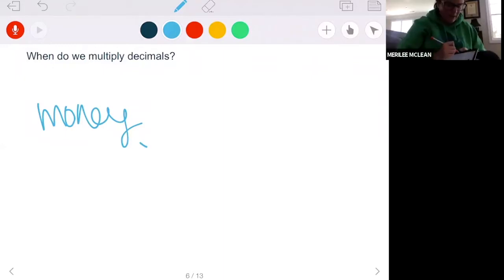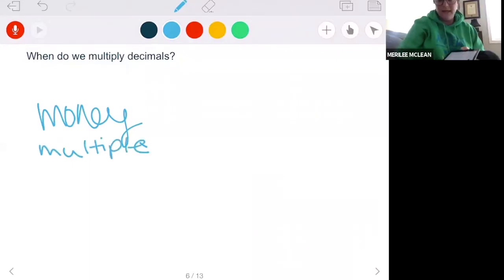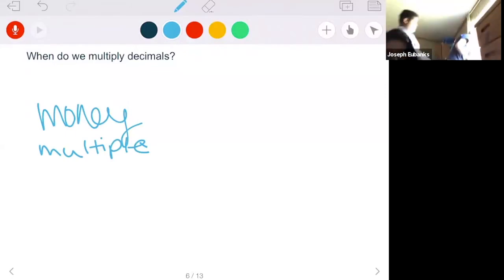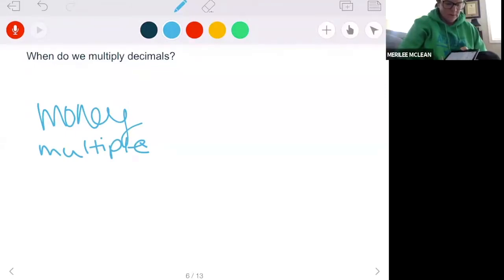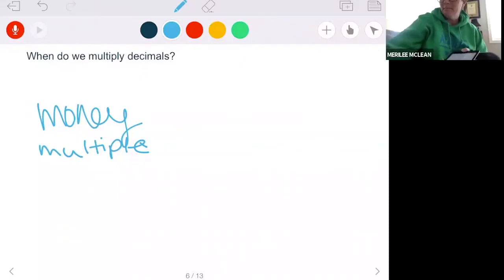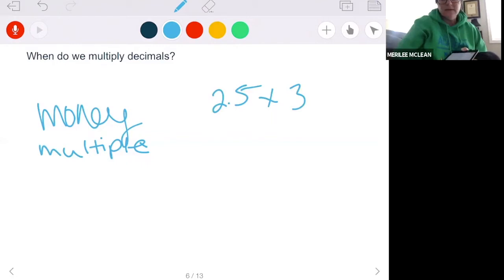Yeah, like if I were buying multiple things at one time, I'd want to know. So if I bought 3 cans of something, I would want to know. Shopping. Okay, Time. Huh, that's an interesting one. How would you multiply decimals in time? Like if you had 2.5 hours and you were going to do something 3 times. Yeah. Okay. How else?